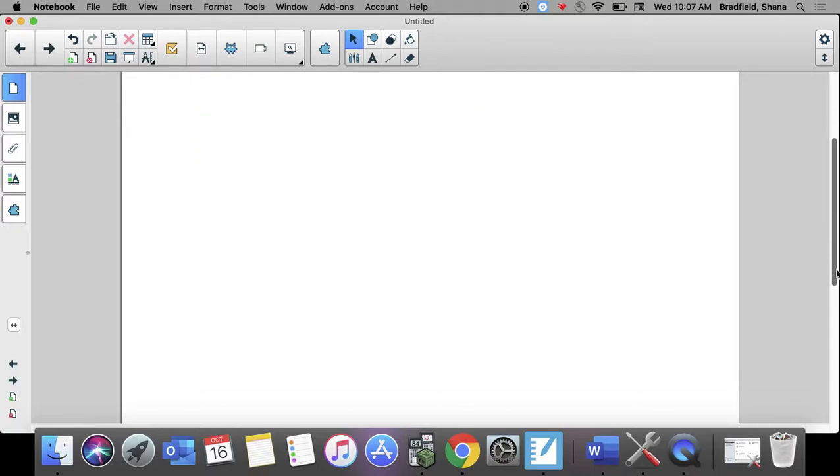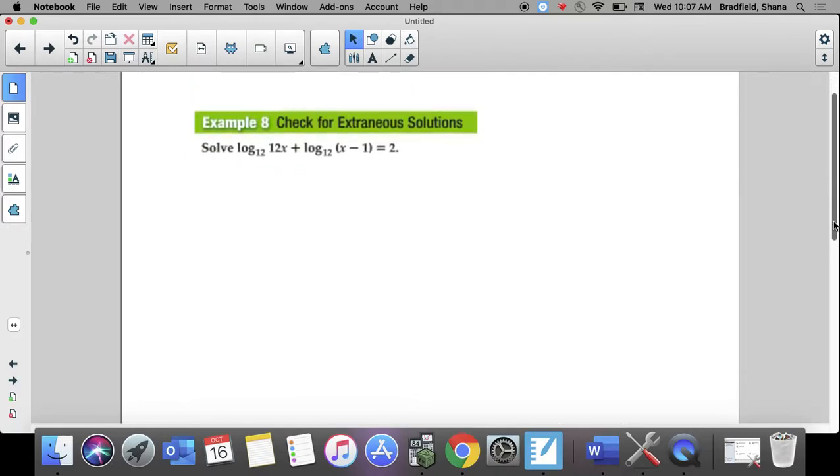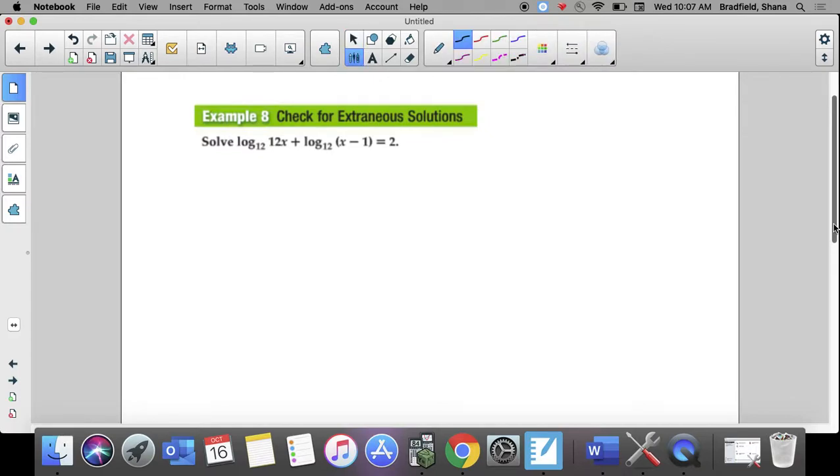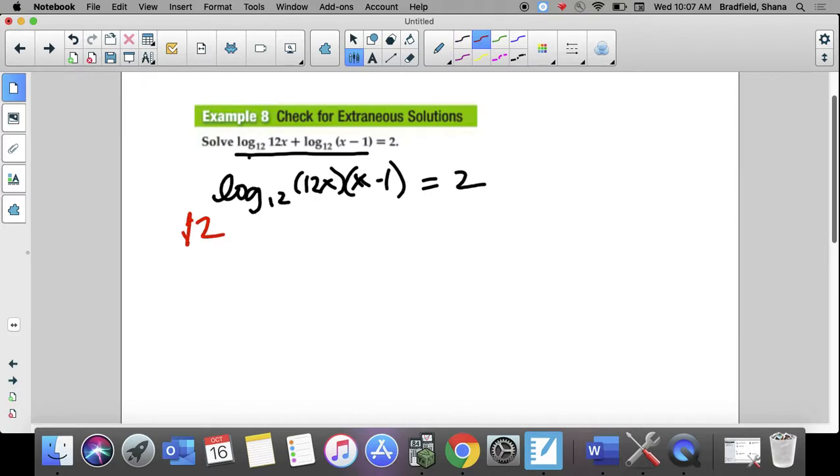Okay, now this one, I mean, it's already kind of telling us that we're going to have some extraneous values. So we just want to watch out for that. I'm going to combine terms here because on this left side, I have addition, and I can rewrite that as multiplication. So I'm going to have log base 12 of 12x times x minus 1 equals 2. And then I'm going to give a base of 12 to write this exponentially. So that leaves me with 12x times x minus 1 equals 144.